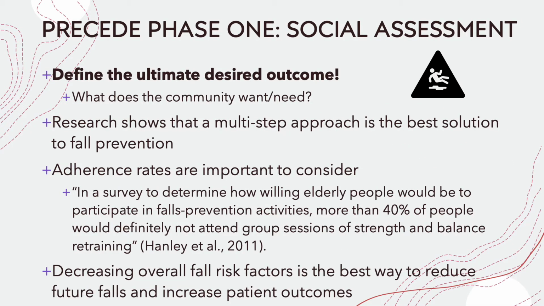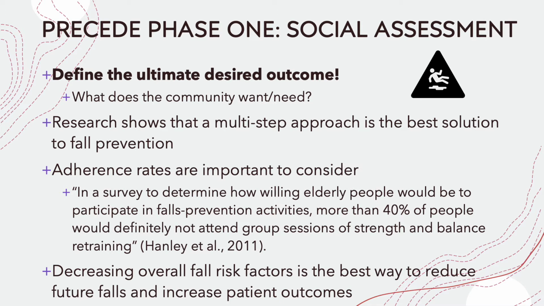So phase 1 of Precede is your social assessment. The goal of this phase is to define the ultimate desired outcome. What does the community actually want? What do they actually need? Oftentimes, common ways to find out what the community needs include community surveys, focus groups, phone interviews, face-to-face interviews, or questionnaires, things like that. The point they want to emphasize is really involving the community from the very, very beginning stages.